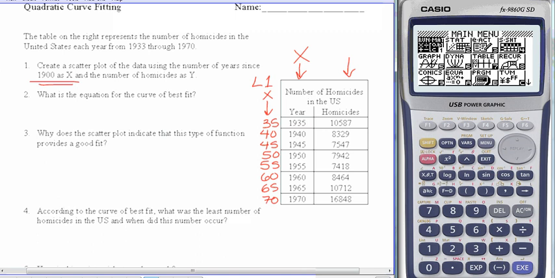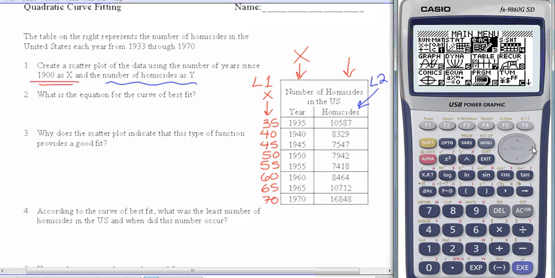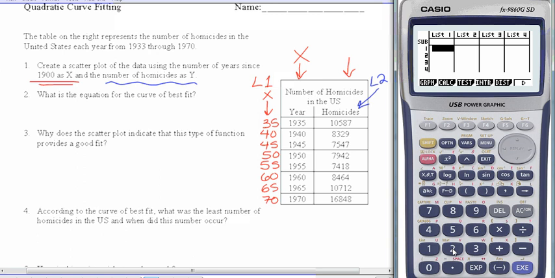It's what's going to go in list 1 in my calculator. And then the number of homicides is Y. So the number of homicides is going to be over here. That's going to be L2, my list 2 in my calculator. So in my calculator, I need to come over to the Stat menu. Be sure you're in the one that says Stat. It's not necessarily the same on your calculator, but the list menu does not work for this, or the table menu, just the Stat. So it says list 1, and I'm going to enter my elements. I enter 35, hit enter, and then 40, and so on.